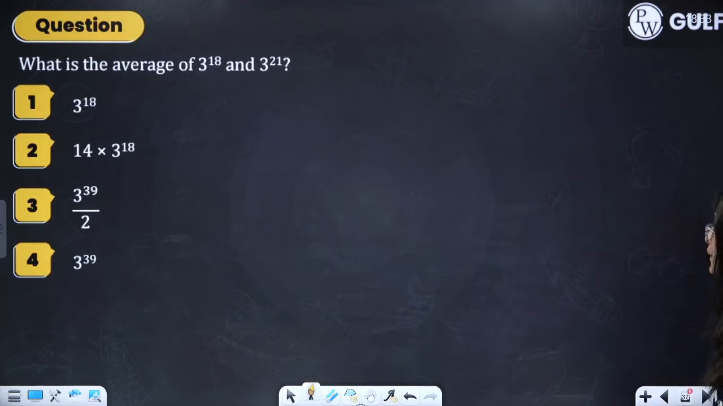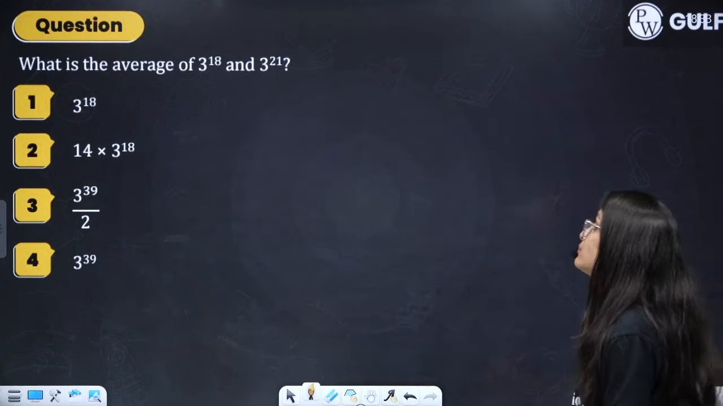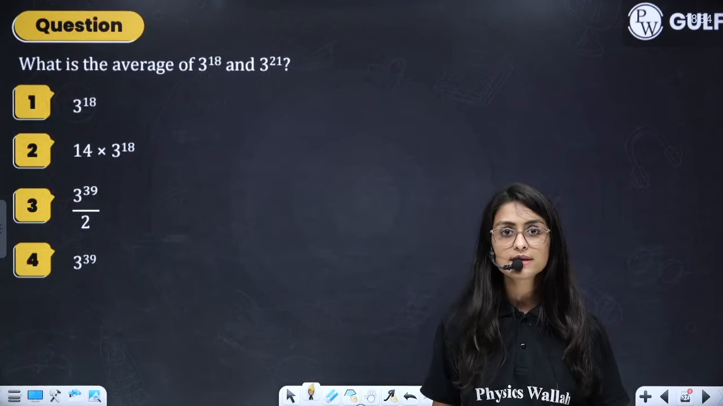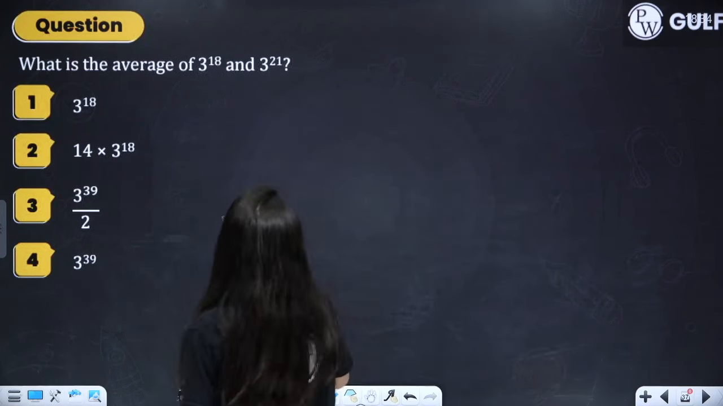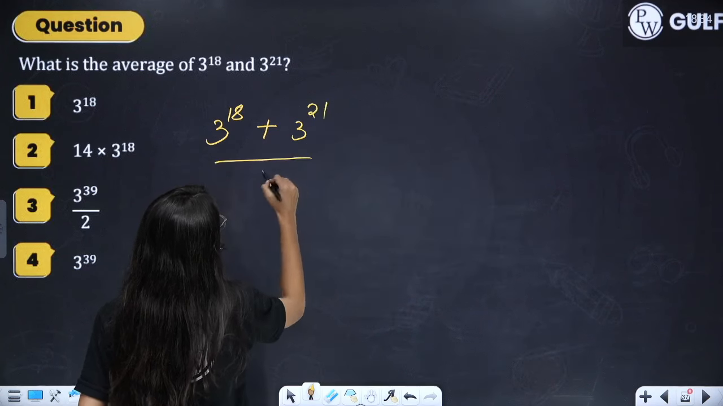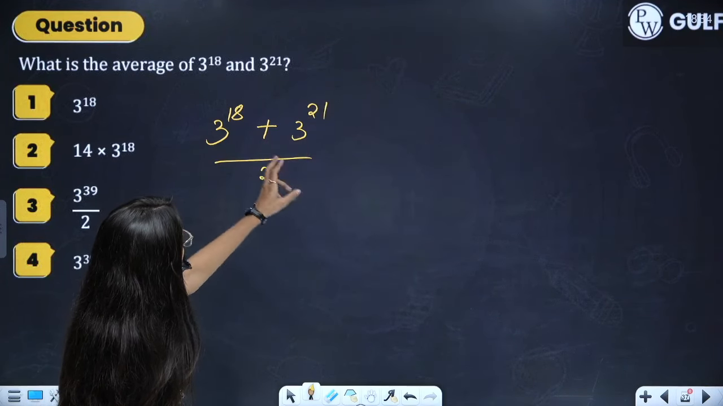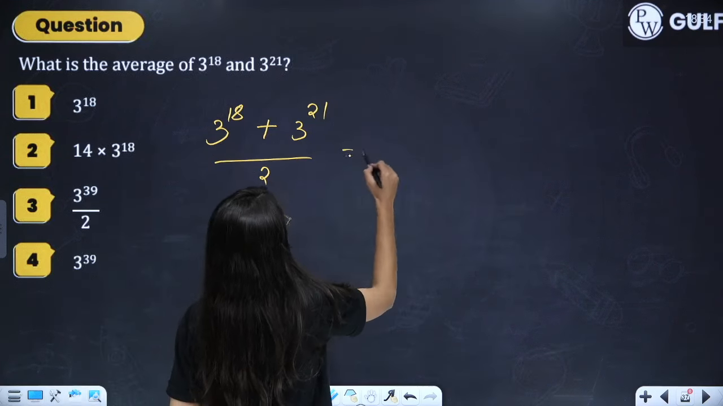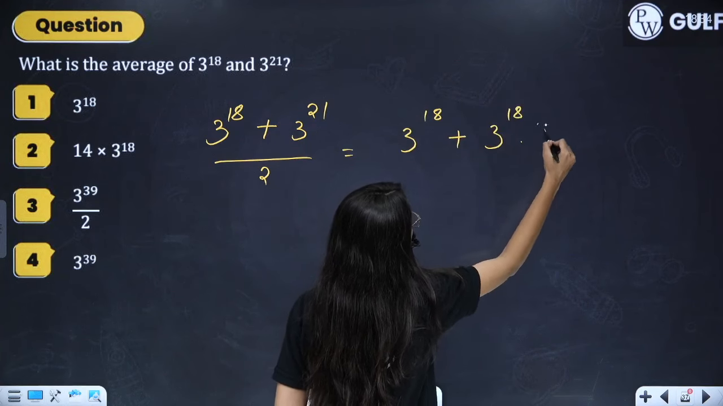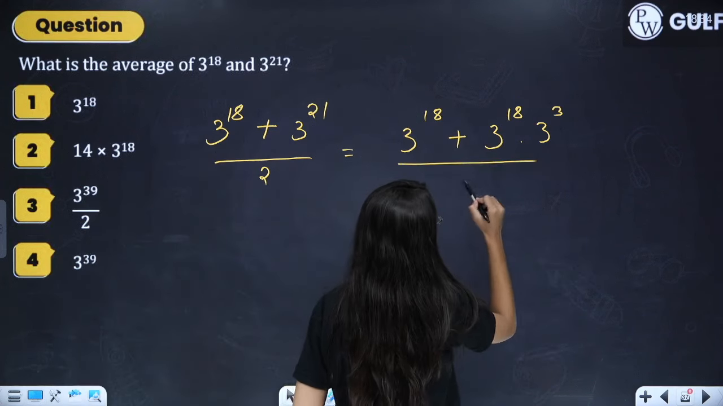C. Moving further, what is the average of 3 raised to 18 and 3 raised to 21? So in this case, while finding the average, we divide the number. See, we have to find the average of two numbers here. So we'll be adding up and dividing by 2. So 3 raised to 18 plus 3 raised to 21 by 2. But we cannot do it directly, right? So we need to split this 3 raised to 21 in such a way that we could take something common. We do that. So 3 raised to 18 plus 3 raised to 18 into 3 cube. Yes, it's possible. Upon 2.